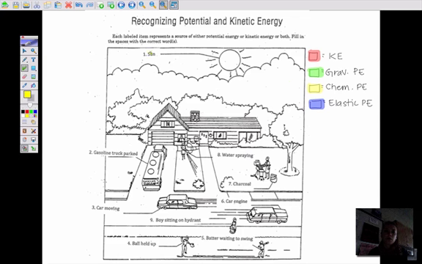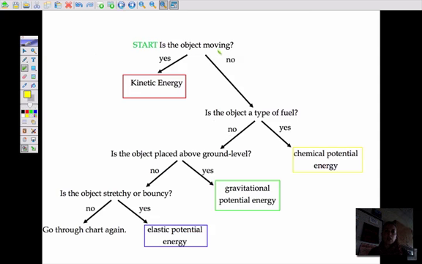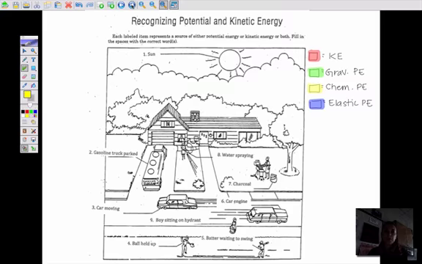So for example, the sun, if I look back at the chart, is the object moving? No, it's not. Is the object a type of fuel? Yes, it is. So the sun I would label as chemical potential energy. And in looking at my key that I made, chemical potential energy is yellow. So I would color in the sun as yellow. You have 7 other items to identify. When you're done with this, you should check your answers either on the board or with your teacher.